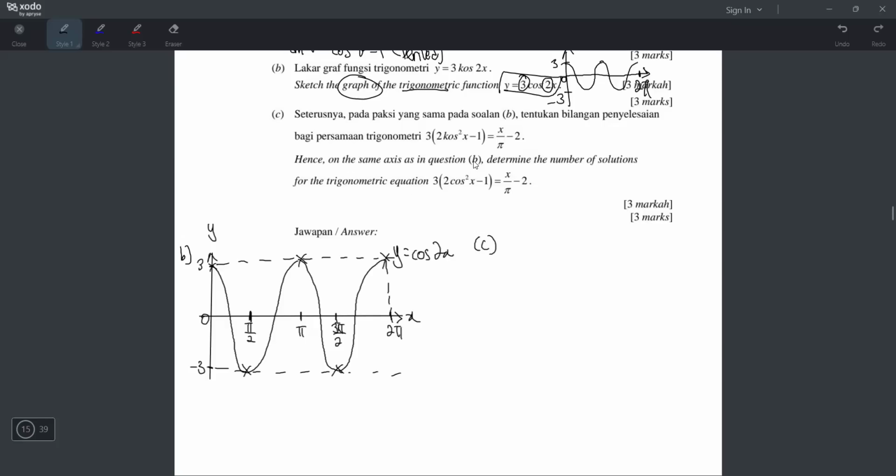Hence, on the same axis as in question B, determine the number of solution. Okay, number of solution means dia nak tentukan berapa intersection point. How many intersection point, number of solutions.